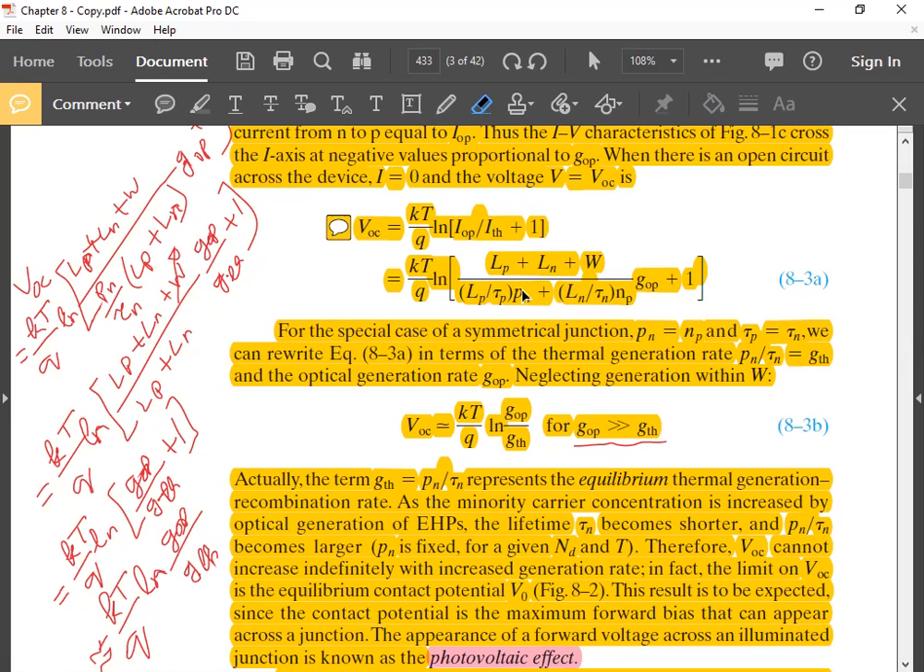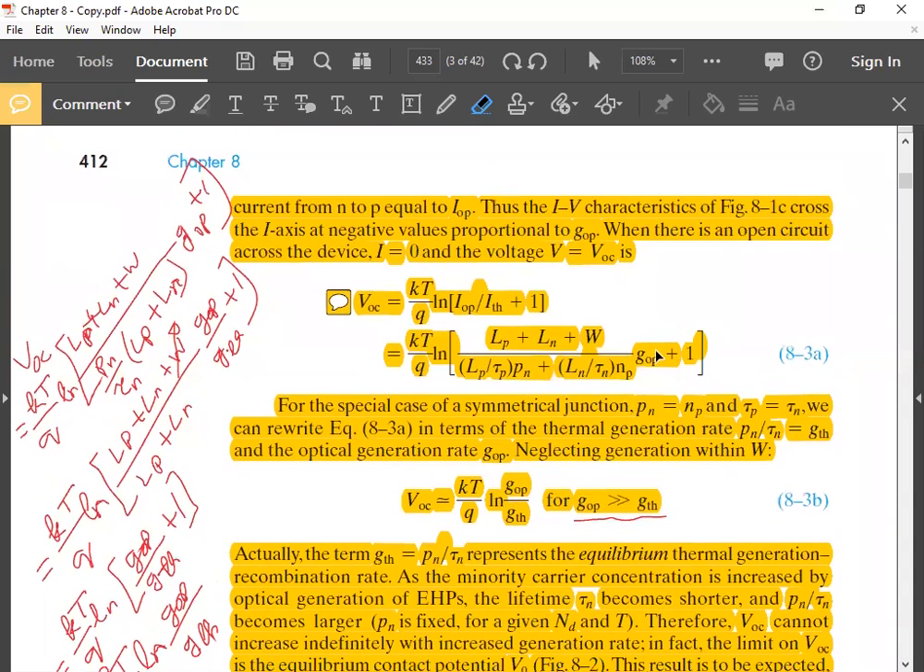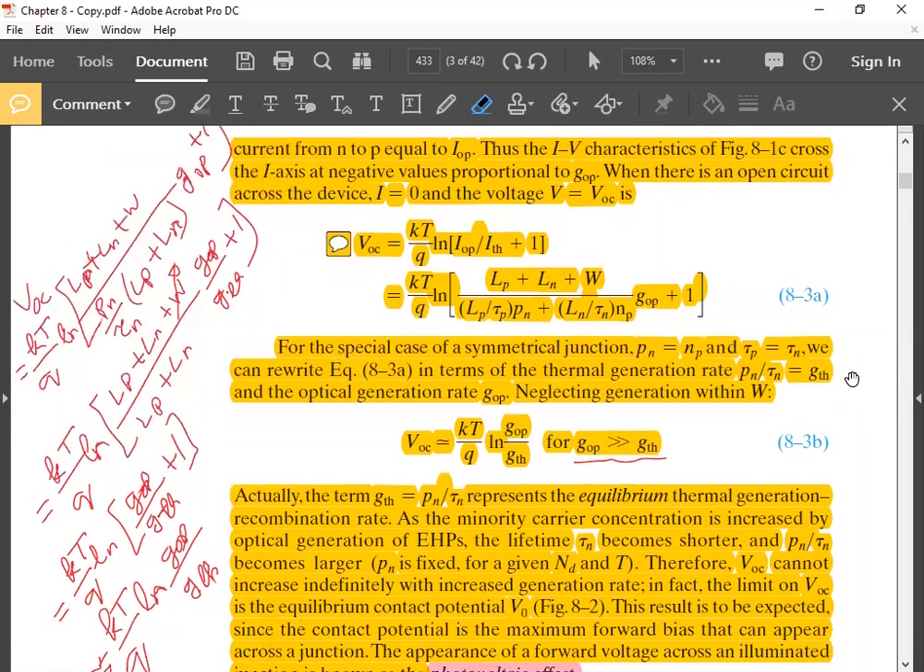So pn by tau n is common here, right? Yes, sir. So from the denominator we will take pn by tau n common. Same equation here, only pn by tau n I have taken common. So that will leave us with Lp plus Ln. pn by tau n into (Lp plus Ln) into G_op, right? Yes, sir. Plus 1.